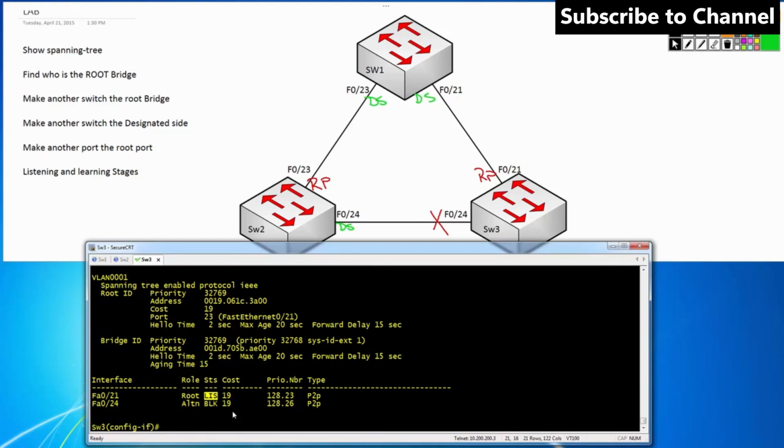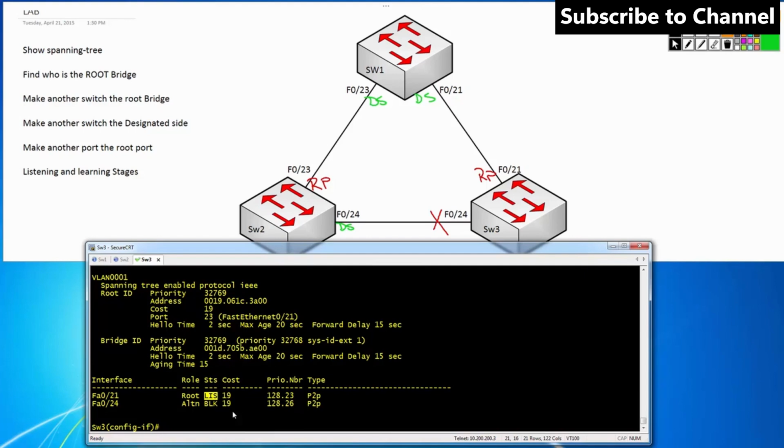So now we've learned how to change the root bridge. And we can do this all day long, and play around to see what becomes the root port, what becomes the blocking port. And you can do it with multiple switches, not just 3.